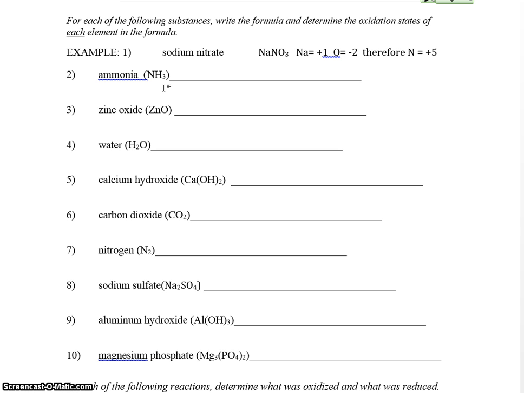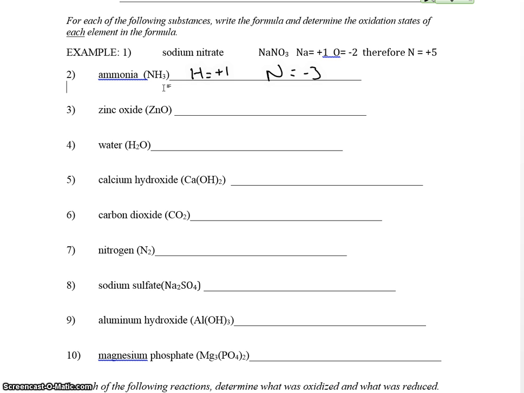So let's take a look at ammonia. A couple of things that we saw in our notes, one of which was hydrogen always has a +1. So there's our +1. And in order to get this to balance out to 0, since we have 3 hydrogens, our total positive oxidation number is +3. To balance a +3 out to get it down to 0, that means our nitrogen has to have a -3.